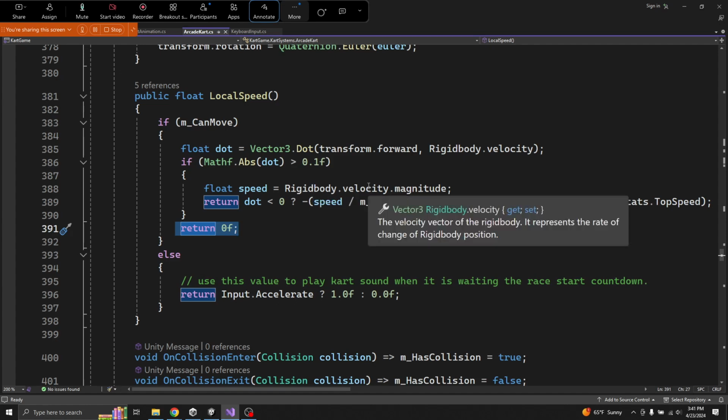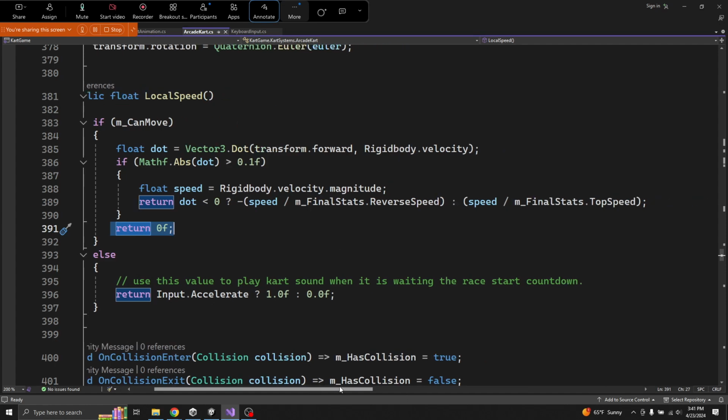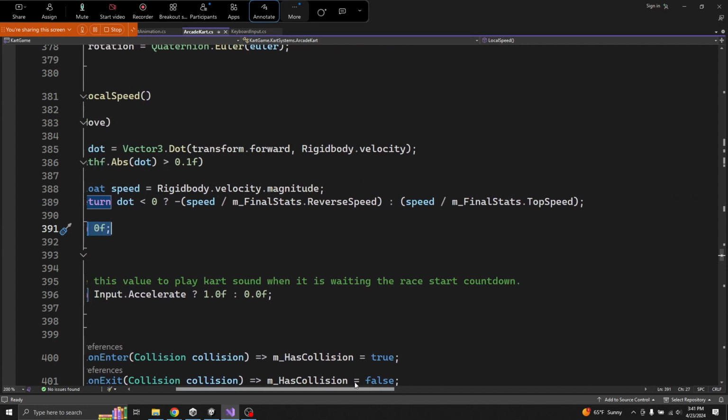So take the rigid body velocity, take the magnitude of that. Okay, that's our speed. That's fine. And if dot is less than 0, then flip it. So if it's not, meaning our dot is positive, we are aligned with our velocity. Take our speed, which is our magnitude of our velocity, and divide it by our top speed. So it's some percentage between 0 and 1.